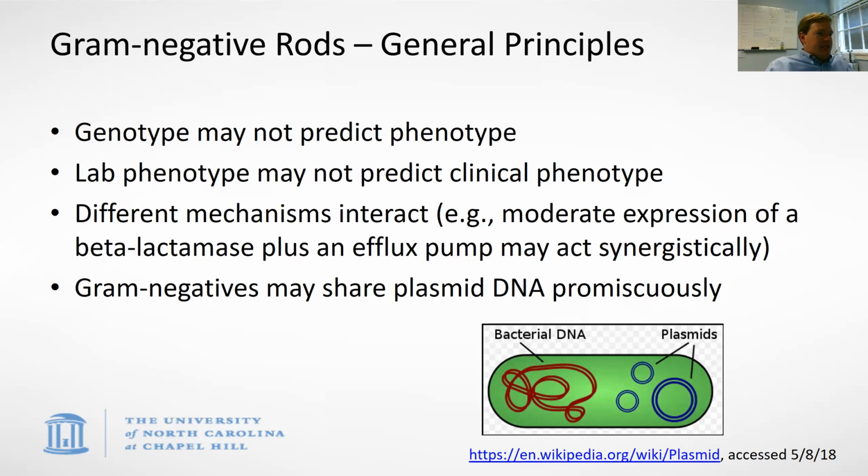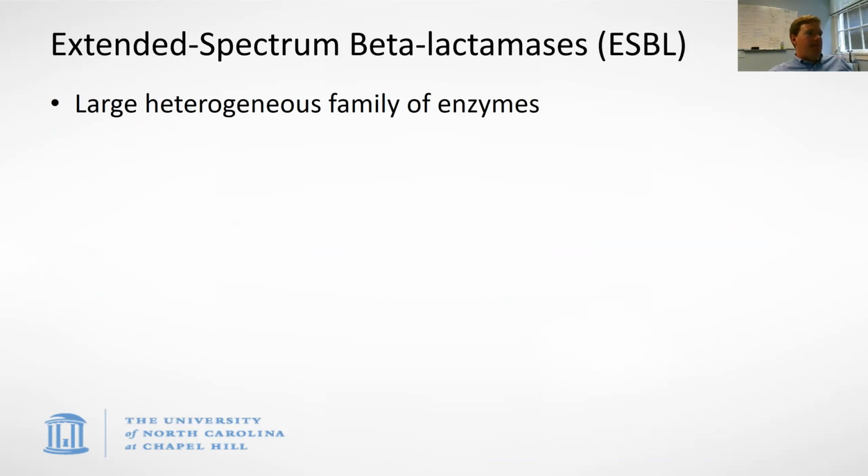Gram negatives also like to share plasmid DNA, so they all have their own chromosome, but then they could have any number of plasmids that are transcribed continuously. So that plasmid DNA, they can share it amongst each other. So if resistance elements live on those plasmids, then they can transform their neighbors, and it could be in a different species as well.